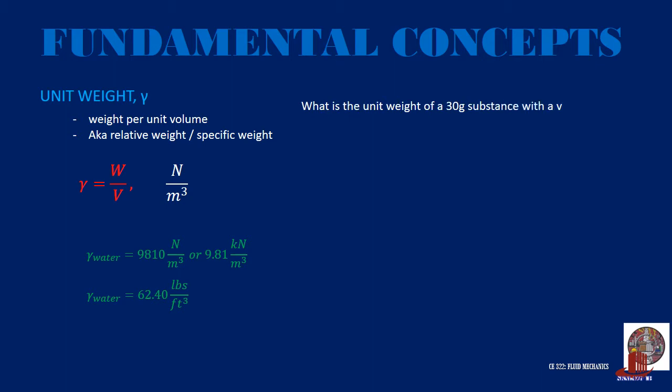Let's have this example. What is the unit weight of a 30-gram substance with a volume of 0.006 cubic meters? Taking our unit weight as weight all over volume, we would have 0.030 for the mass times 9.81 or G all over 0.006, which gives us the answer for gamma as 49.05 Newton per cubic meter.